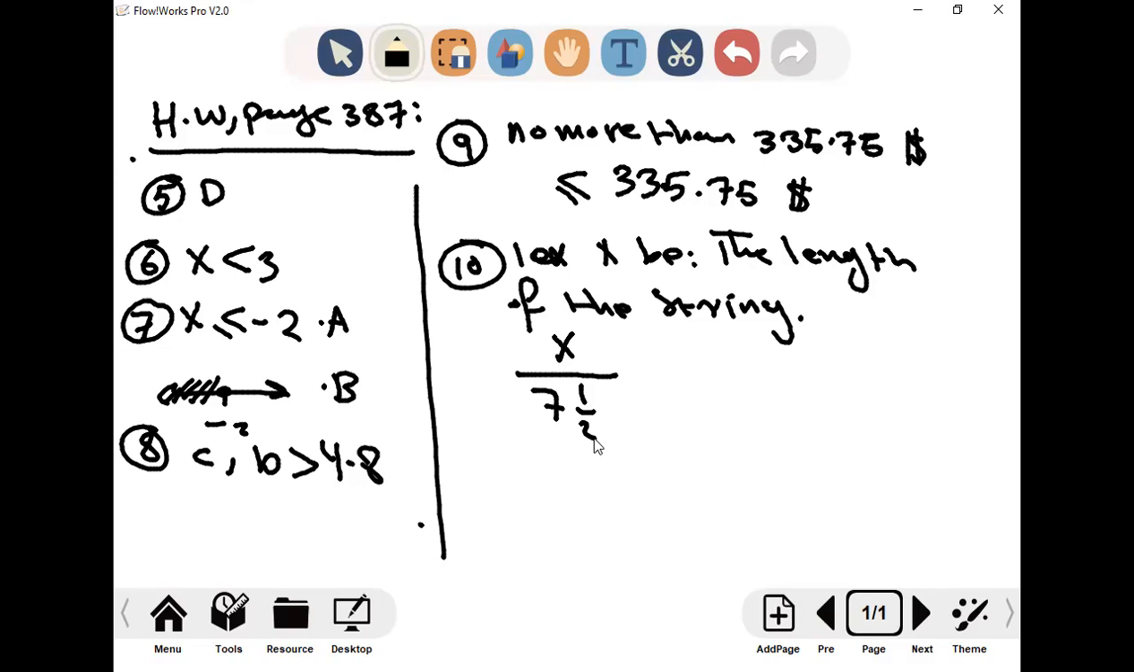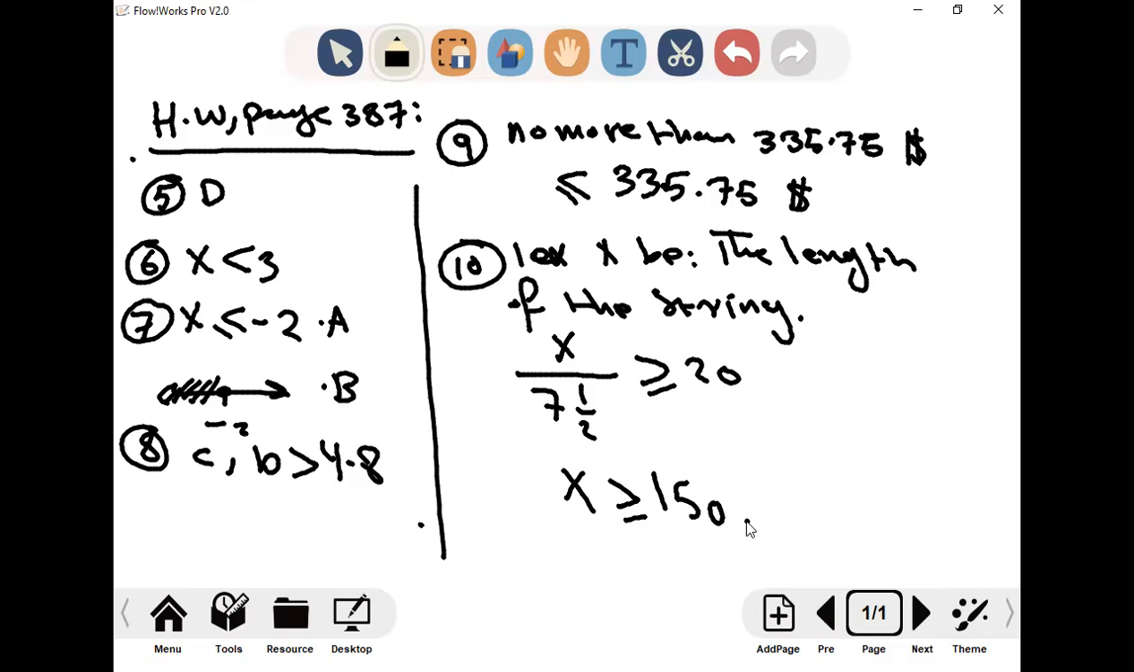It makes at least 20. At least 20 means what? More than or equal to 20. So you solve this inequality, multiply both sides by 7.5. x will be more than or equal to what? 150. This is the answer to question 10.